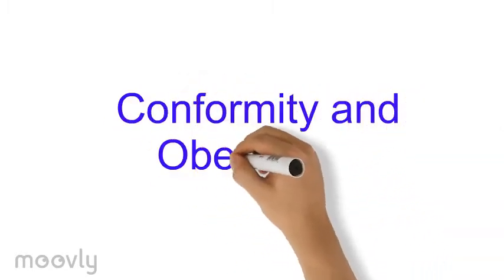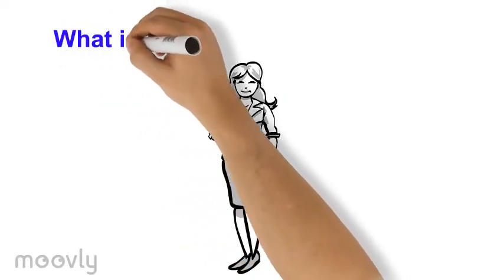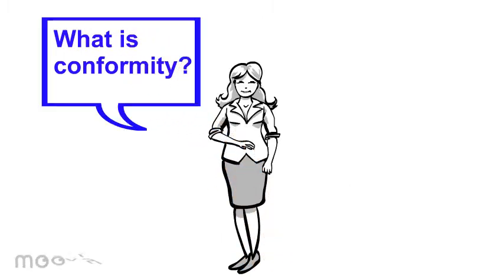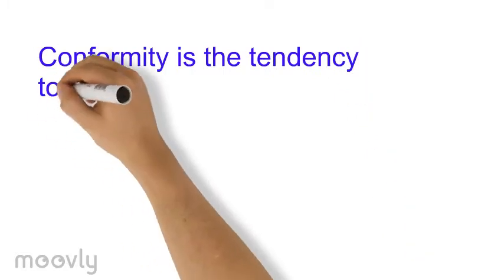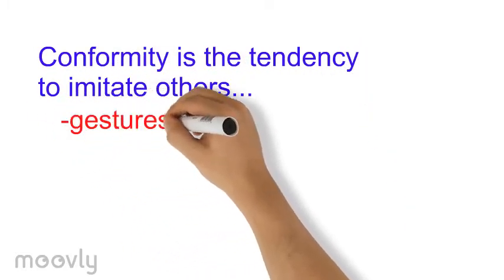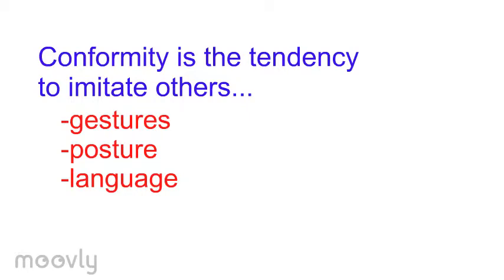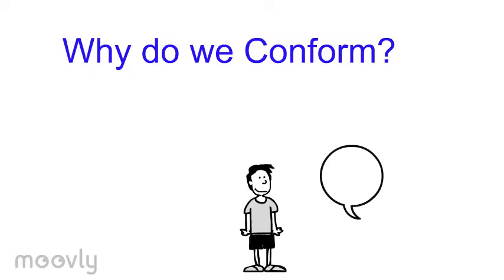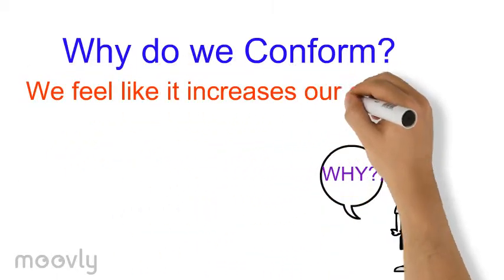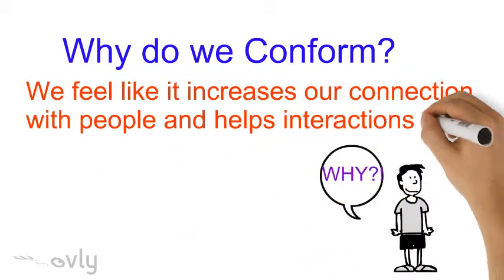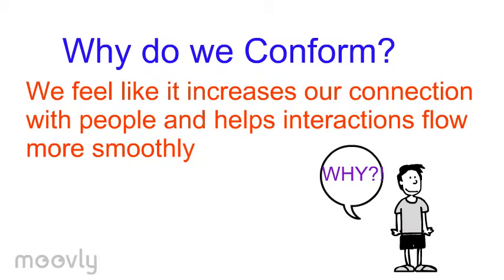Conformity and Obedience. What is conformity, you might ask yourself? Well, you see, conformity is the tendency to imitate others' gestures, posture, and even language sometimes. What are some reasons for conformity? First off, we feel like conformity increases our connection with people, and it causes interactions to flow more smoothly.